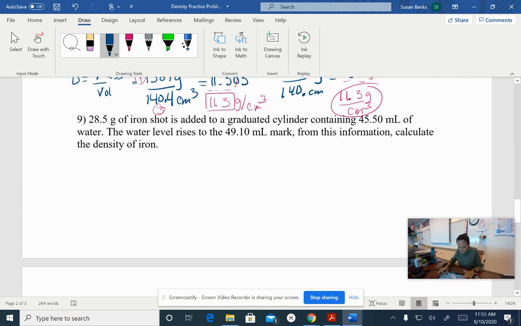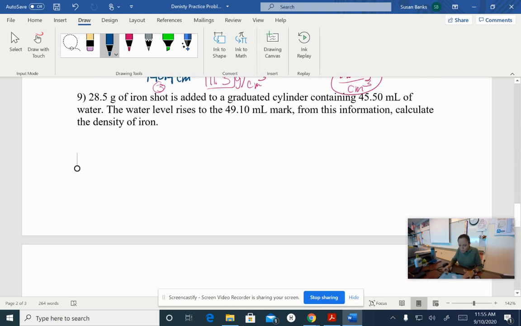All right, number 9. We've got 28.5 grams of iron shot. We're adding it to a graduated cylinder containing 45.5 mils of water. The water level rises to the 49.1 mil mark. From this information, calculate the density of iron. So this is what we are going to be doing in our lab.